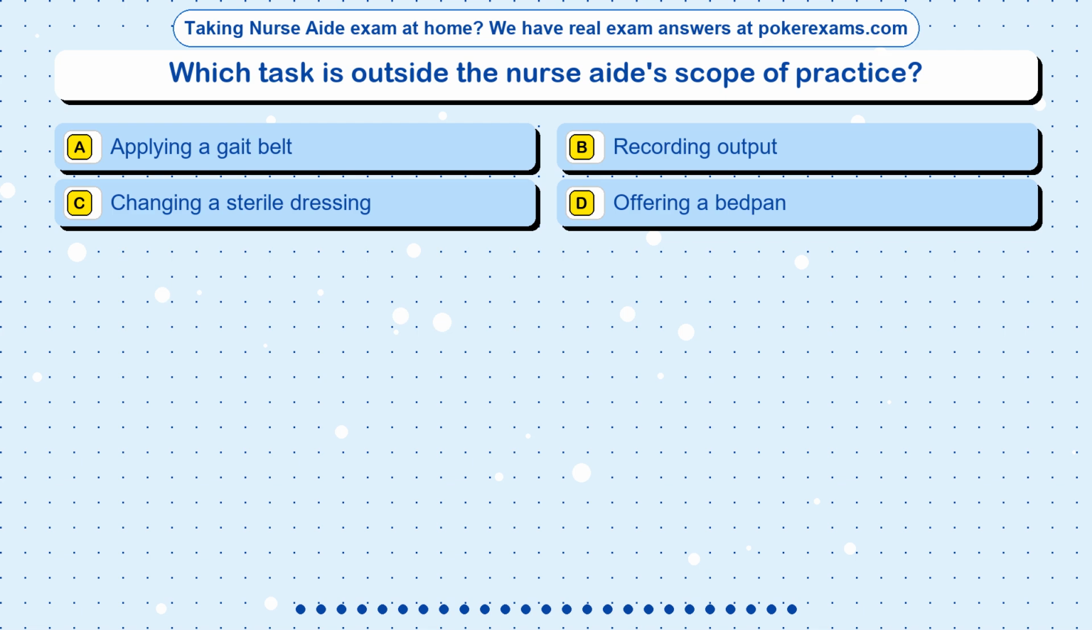Question 19. Which task is outside the nurse aide's scope of practice? Option A, applying a gait belt. Option B, recording output. Option C, changing a sterile dressing. Option D, offering a bedpan.